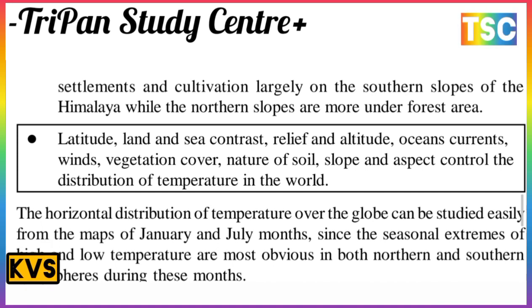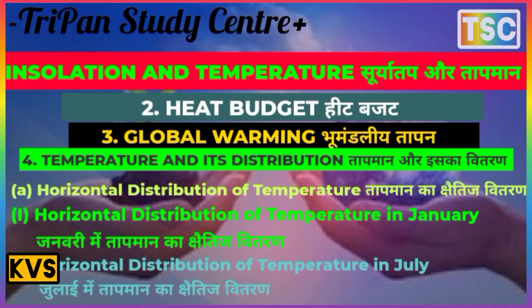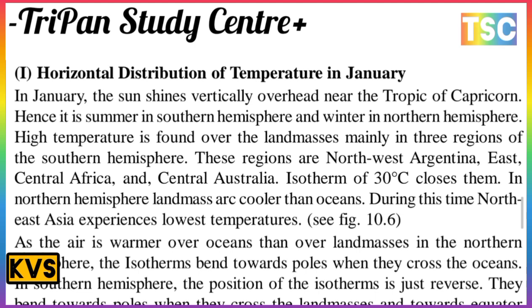The horizontal distribution of temperature over the globe can be studied easily from the maps of January and July, since the seasonal extremes of high and low temperature are most observed in both the northern and southern hemispheres during these months. The next point is the horizontal distribution of temperature in January. This is important. In January, the sun shines vertically overhead near the Tropic of Capricorn. It is summer in the southern hemisphere and winter in the northern hemisphere.